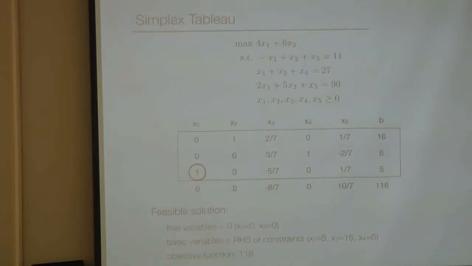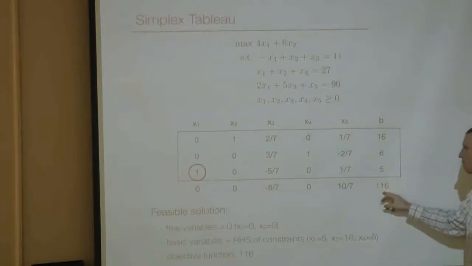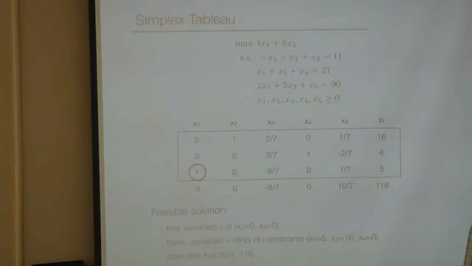Is this the optimal solution? If somebody gives you this table and asks you, is this the optimal solution? I mean, this is a solution, right? Is this the maximal profit that we can achieve? No, why not? Because we still have a negative value in the final row. And we repeat this until we converge to just positive values.